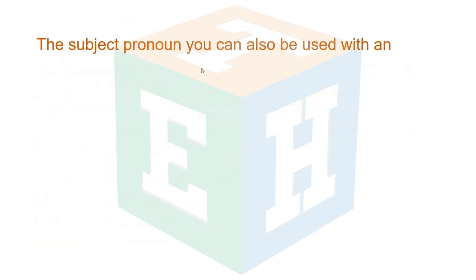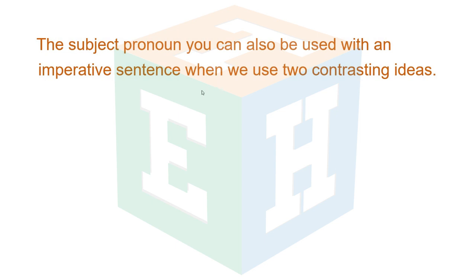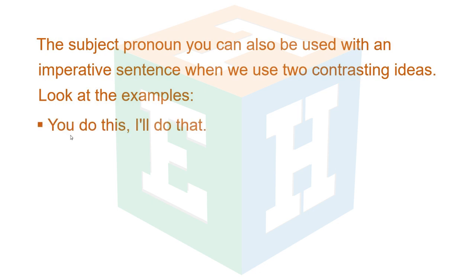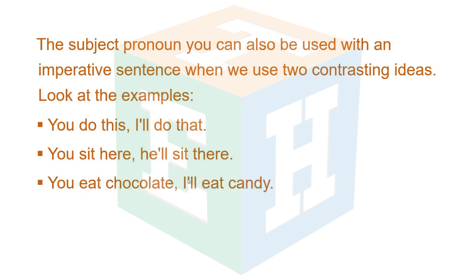The subject pronoun you can also be used with an imperative sentence when we use two contrasting ideas. Look at the examples. You do this, I'll do that. You sit here, he'll sit there. You eat chocolate, I'll eat candy.